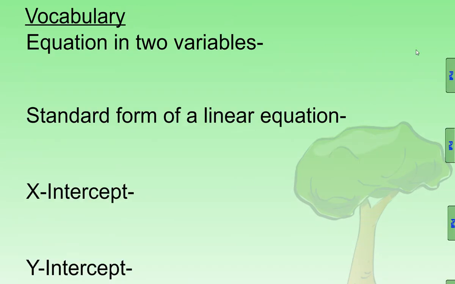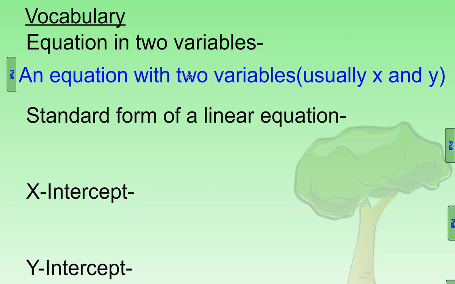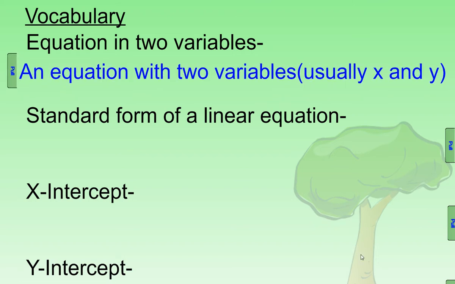Okay, so we've got 4 vocab words here. First one is, well, equation in two variables. What the heck is this thing? Well, it's an equation with two variables. Usually it's an x and a y variable. Doesn't have to be, but it really helps us out because when we get to graphing, we know about the x-axis going horizontal and the y-axis going vertical. So using the x and y variables helps us with our graphing.